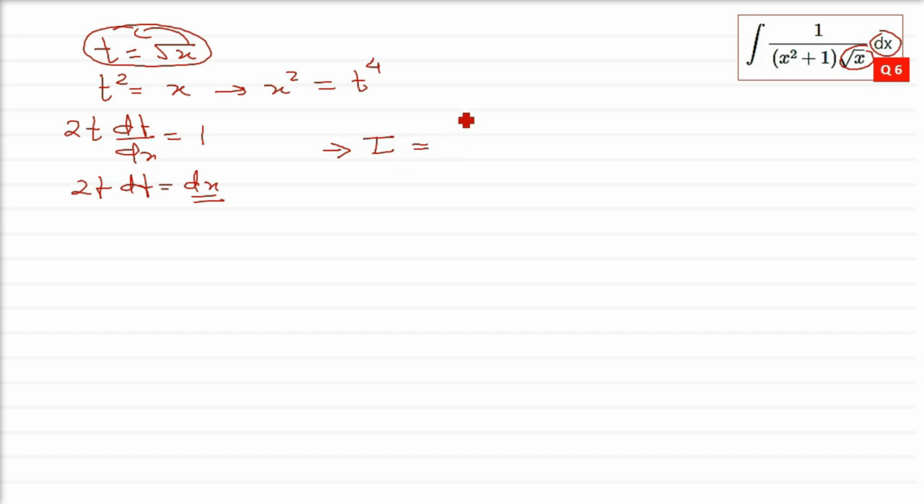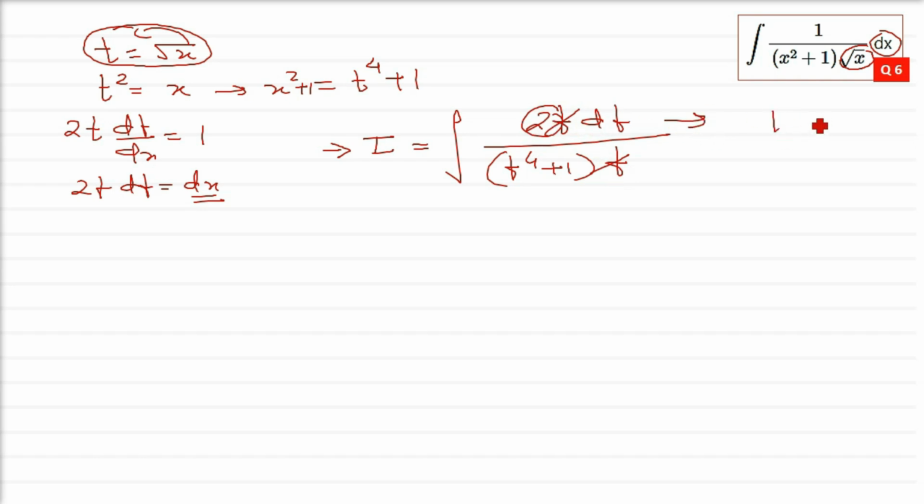So this integration in the form of t or any symbol being replaced will be of this form: 2t dt. Root x will be t and x square plus 1 will be t raised 4 plus 1. The better way is to get something out of this. For time being, we are writing t raised 4 plus 1. T gets cancelled. Now, if you see this 2, if you remember, we have already done a question like this.